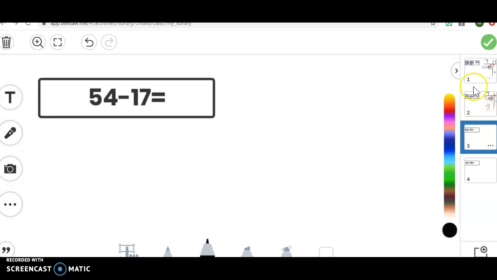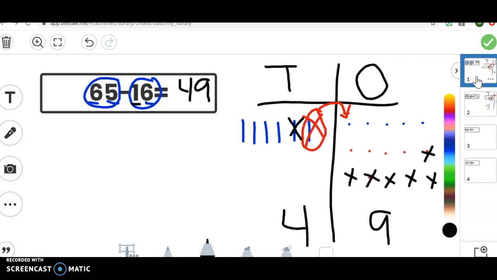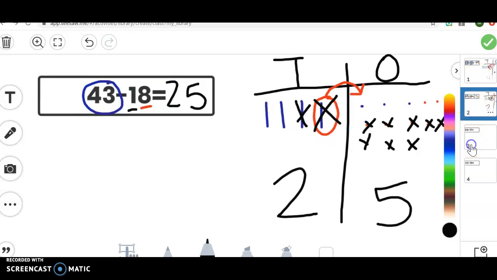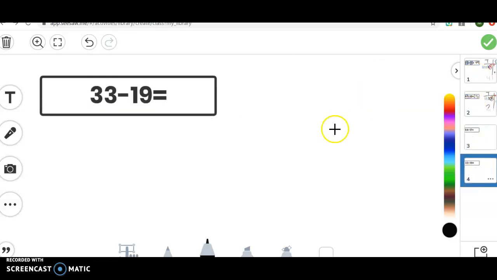So today you're going to need to solve problems from page 1, 2, 3, and 4, and then submit them to me. If you finish early, you can check your work and show me on your pages that you've checked your work. You can create your own problem that you would like to solve, and you can also go back and record yourself explaining how you solved all 4 problems.